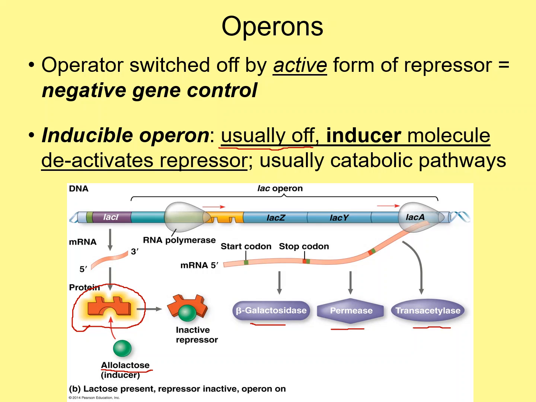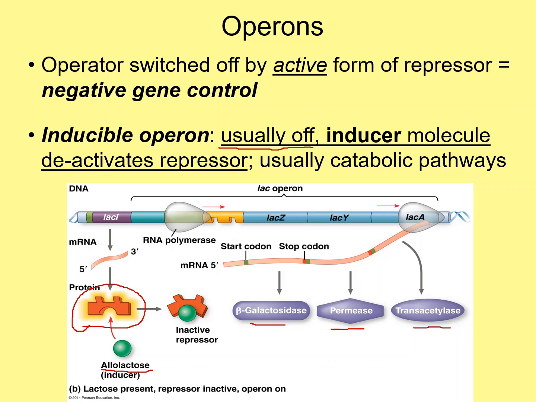So again, inducible operons are usually off, meaning the repressor is produced in its active form, and it takes an extra molecule, an inducer, to induce a change in the repressor molecule that converts it to its inactive form. And when our repressor is inactive, it can't bind to the operator, turns the whole shooting shebang on, and now transcription can happen. So if we have lactose, we want to be able to make the enzymes that let us break it down and get energy out of it.